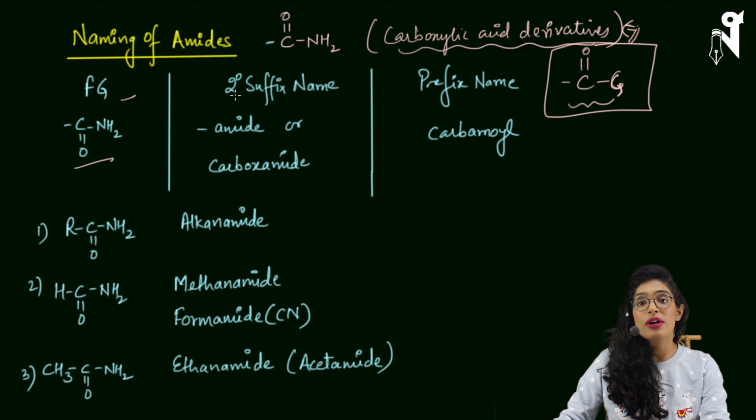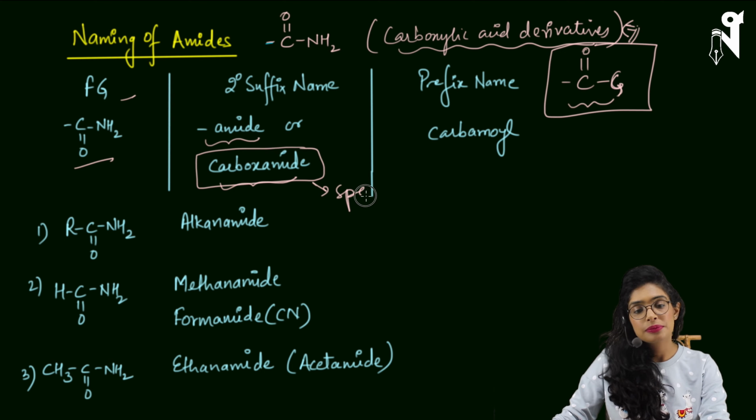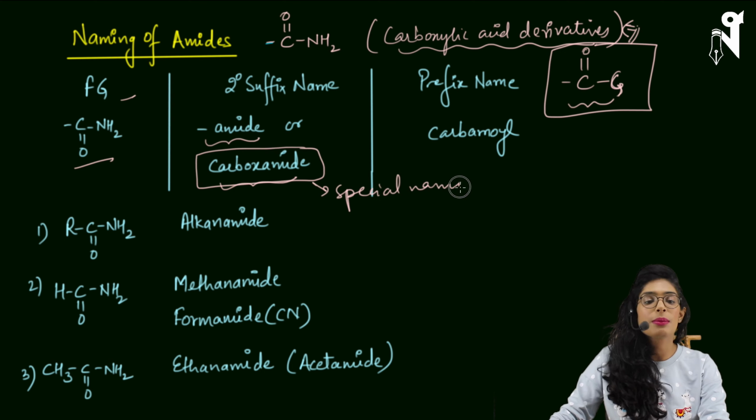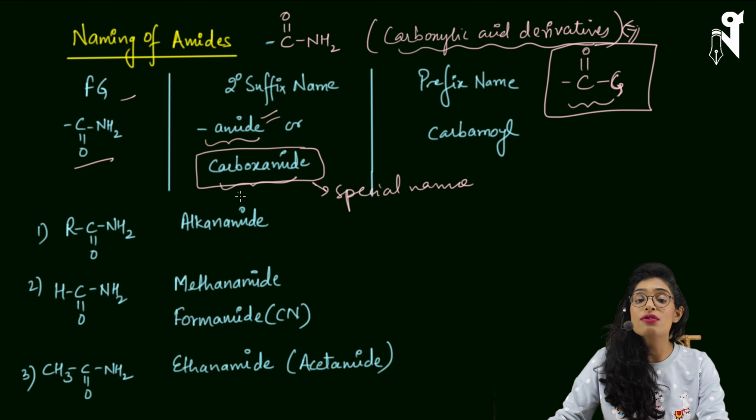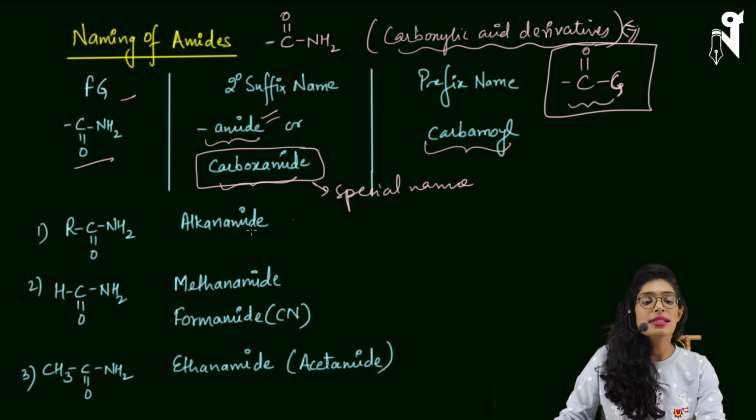If it is acting as a higher priority group, then the suffix name is amide or carboxamide depending upon the type of chain. So carboxamide is a special name. In the generic cases, we will be using amide as a term. And if I have to use it as a prefix or lower priority group, then carbamoyl is the name for amides. Okay, so let's start with the generic formula.